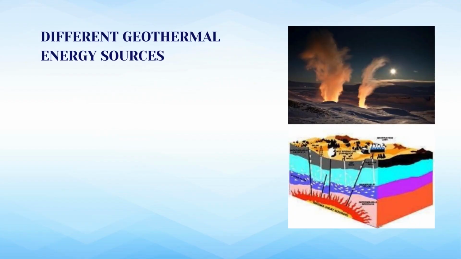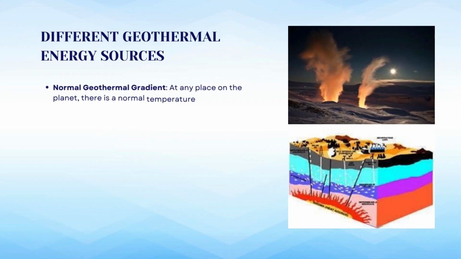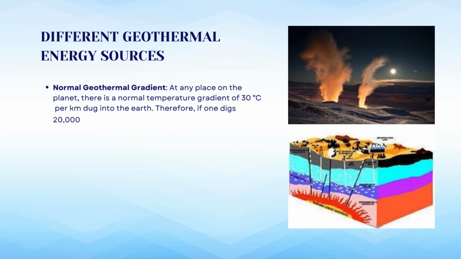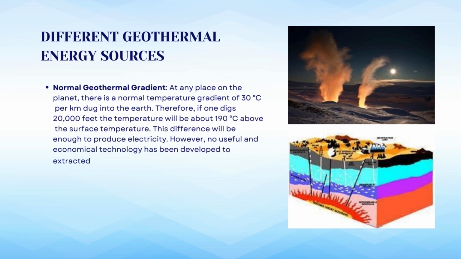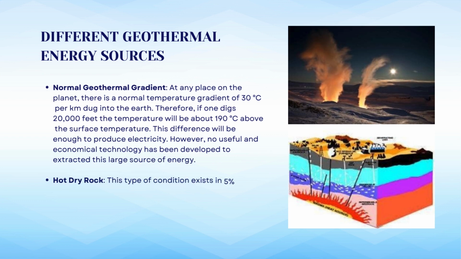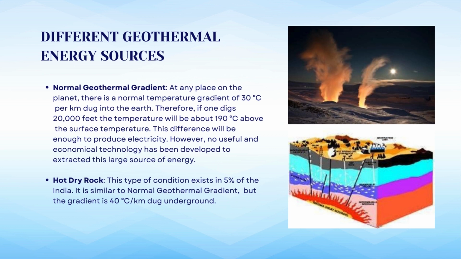A normal geothermal gradient is a place on the planet where there is a normal temperature gradient of plus 30 degrees per kilometer dug into the earth. Therefore, if one digs 20,000 feet, the temperature will be about 190 degrees centigrade above the surface temperature. This difference will be enough to produce electricity. However, no useful and economical technology has been developed to extract this source of energy.